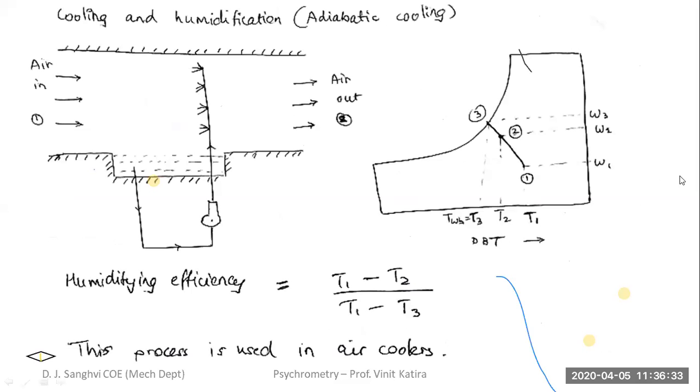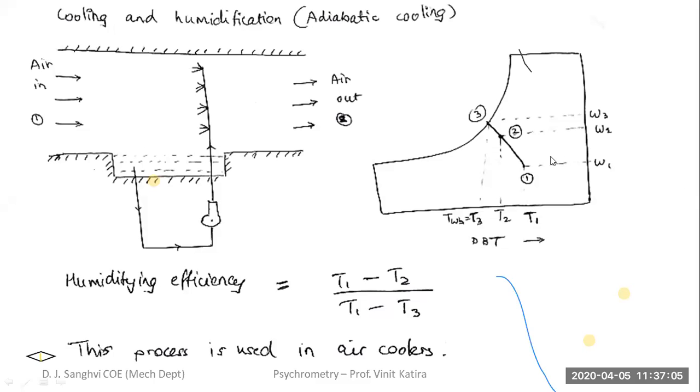Next is cooling and humidification. This is also known as adiabatic cooling. This process is used in summers wherein the outside conditions are very hot but dry. One example would be Delhi or Nagpur maybe, wherein in summers the temperatures outside are very high, but the humidity levels are quite low. So you can say it is quite hot but dry air.